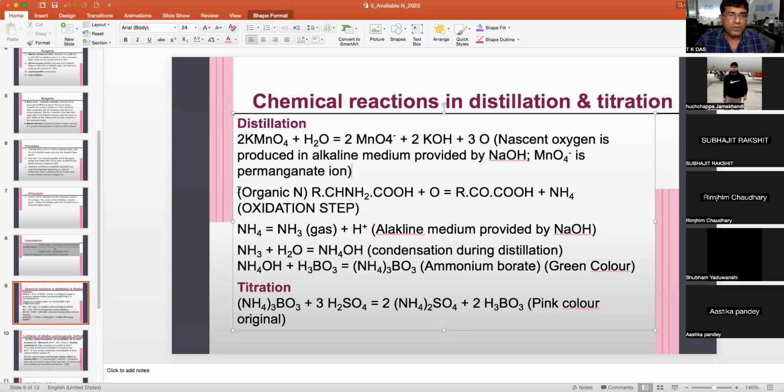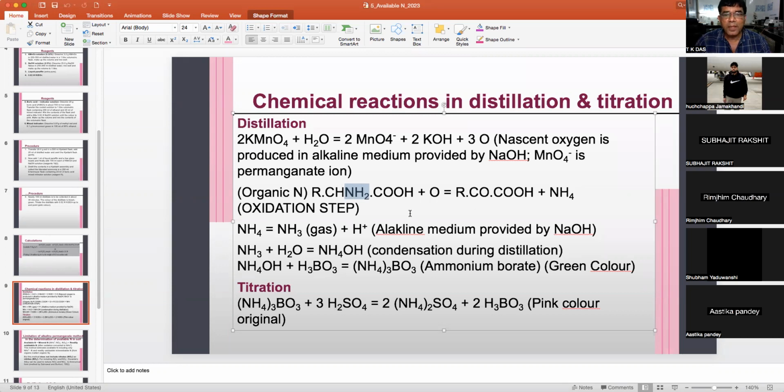Now you have readily oxidizable nitrogen or potentially mineralizable nitrogen here. So the formula is RCHNH2COOH, like in the last case, and then plus O. This is nascent oxygen. So it oxidizes this NH2. It oxidizes NH2 and it is converted into NH4.